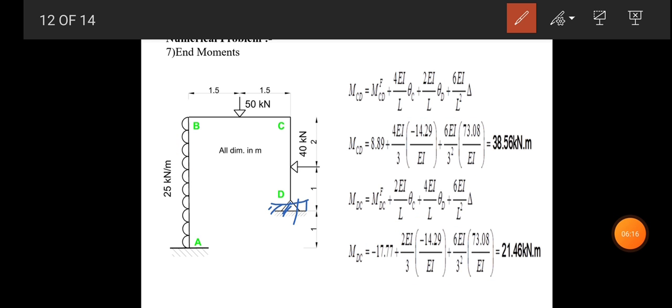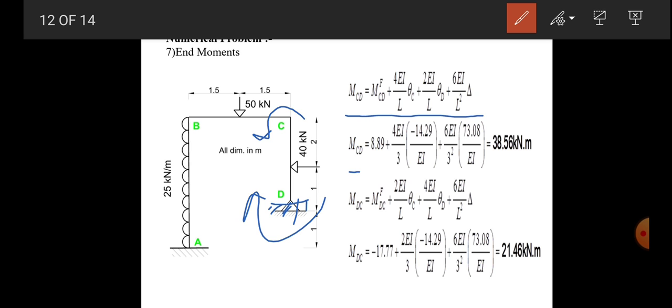Now the end moment for the column CD. When we talk about the column, and there is a sway frame, so the delta term will be there. Now this is a column, so the delta term will appear and it is a sway frame. So the formula for MCD is equal to MFCD plus 4EI by L theta C plus 2EI by L theta D plus 6EI by L square delta.